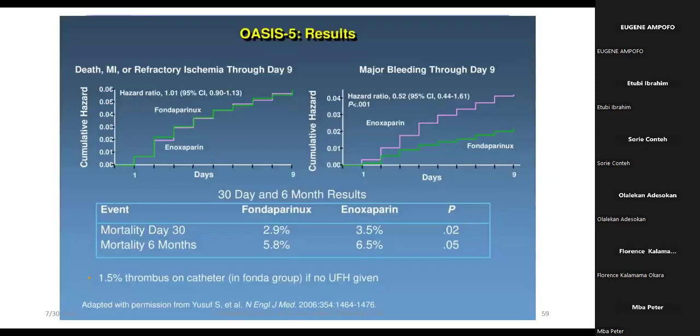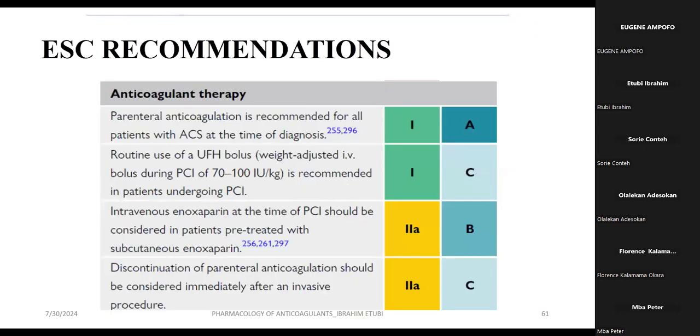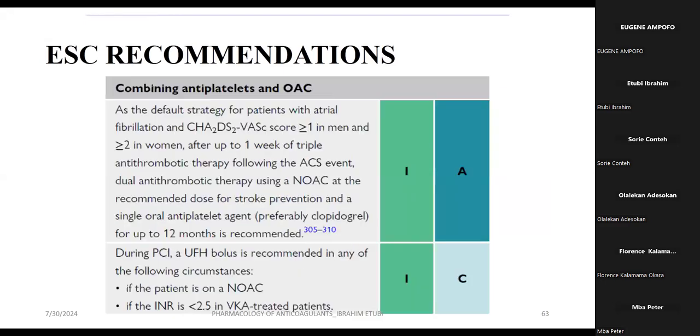But the thing about it is, by the time you want to use fondaparinux, there are guidelines or conditions that favor its use. So going back, maybe I'll look for the other slide, but the general recommendation by ESC is that parenteral anticoagulants are recommended for all patients with acute coronary syndrome at the time of diagnosis. Then use of an unfractionated heparin bolus is recommended in patients undergoing PCI.